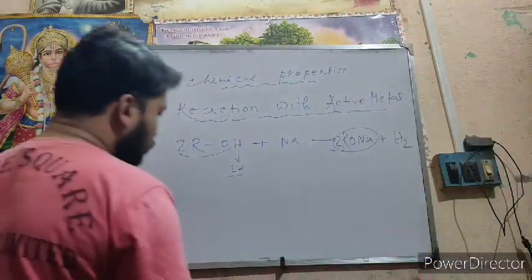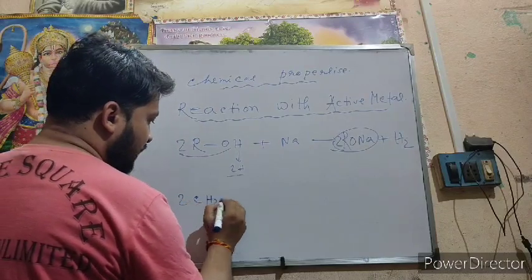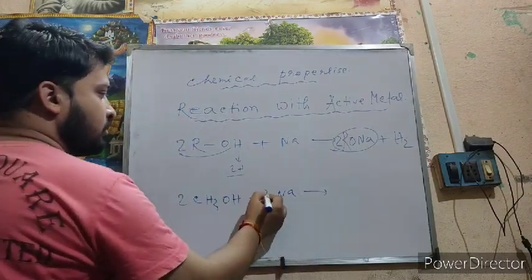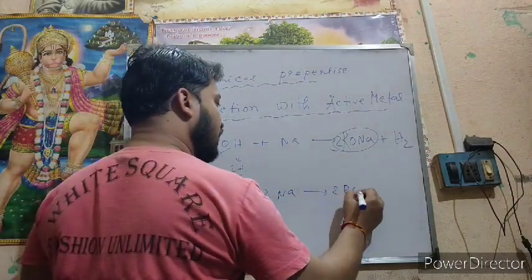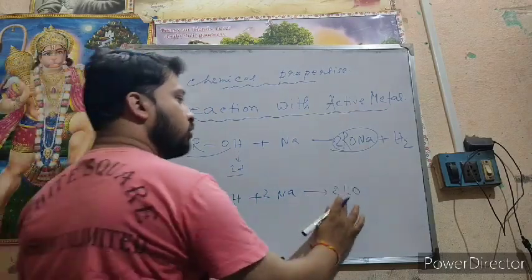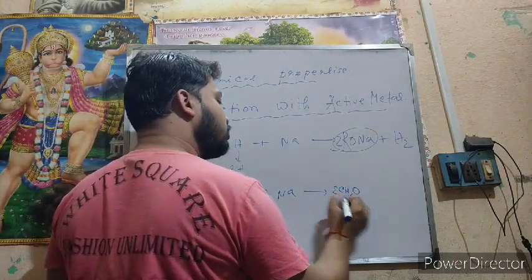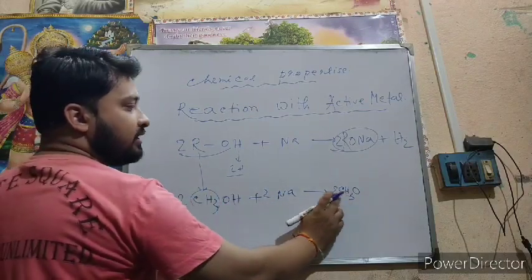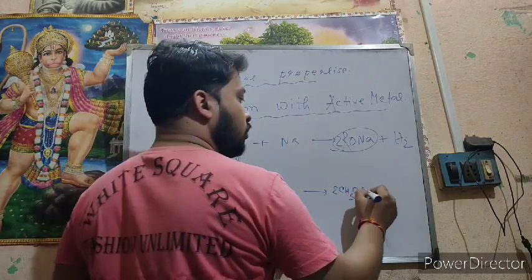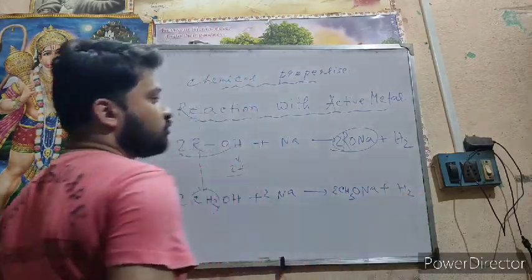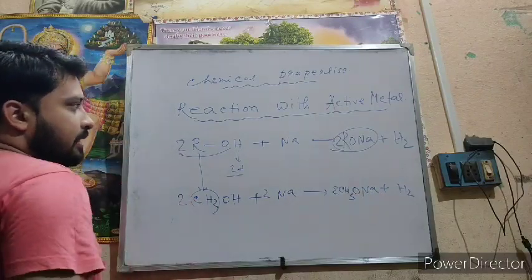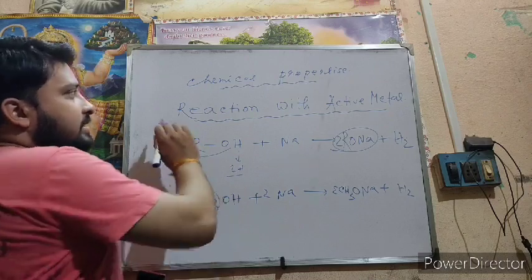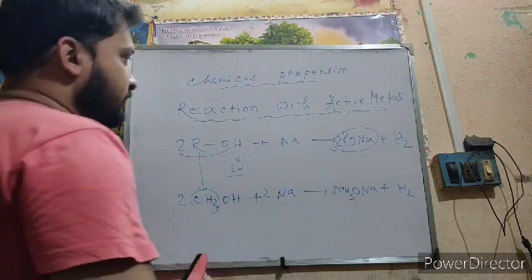Now take 2 CH3OH and react it with sodium, it must be 2. So the product is, 2R means CH3, so you can write 2 CH3ONa and the side product is H2. This is an example of this reaction. Okay, this is the reaction with active metal.